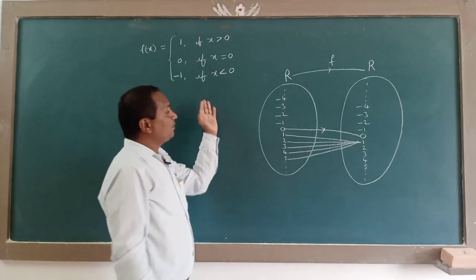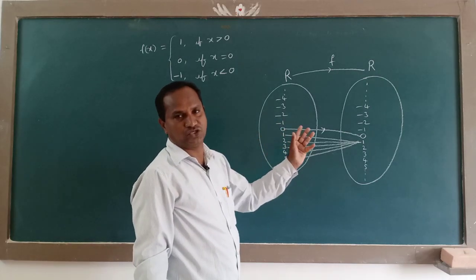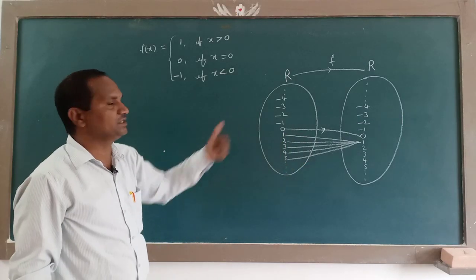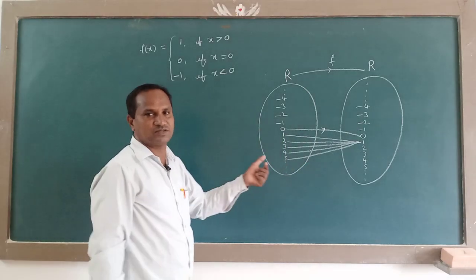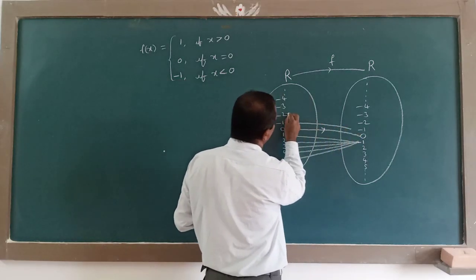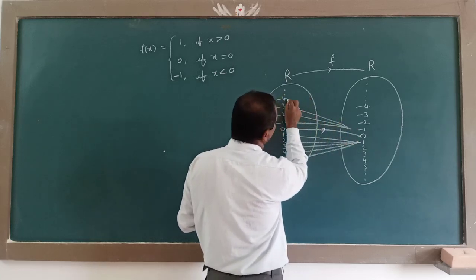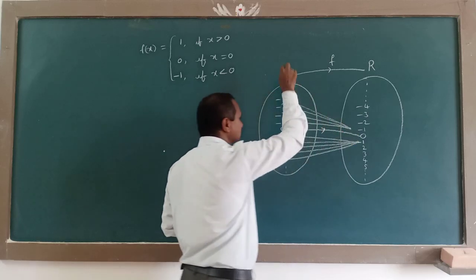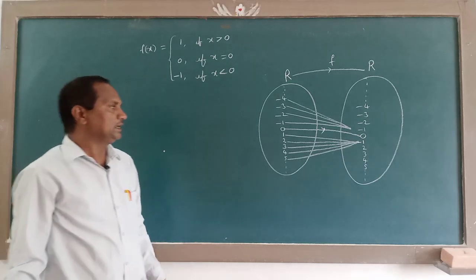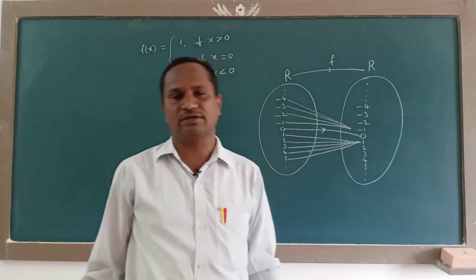With the help of some arrow marks, we show how the association comes from this condition. The function value of minus 1 is minus 1, of minus 2 is also minus 1, of minus 3 is also minus 1, and for minus 4, like that, we get minus 1 as the function value for all negative real numbers of the domain capital R.